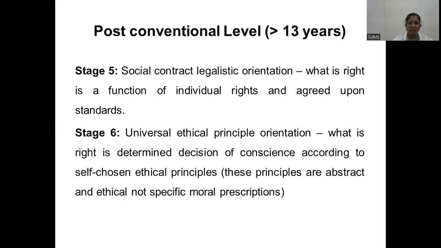Then the post-conventional level, for ages above 13 years. Stage 5 is social contract legislative orientation: what is right is a function of individual rights as well as agreed-upon standards. Then stage 6, universal ethical principles orientation: what is right is determined by decisions of conscience according to self-chosen ethical principles. These principles are abstract and ethical, not specific moral prescriptions.